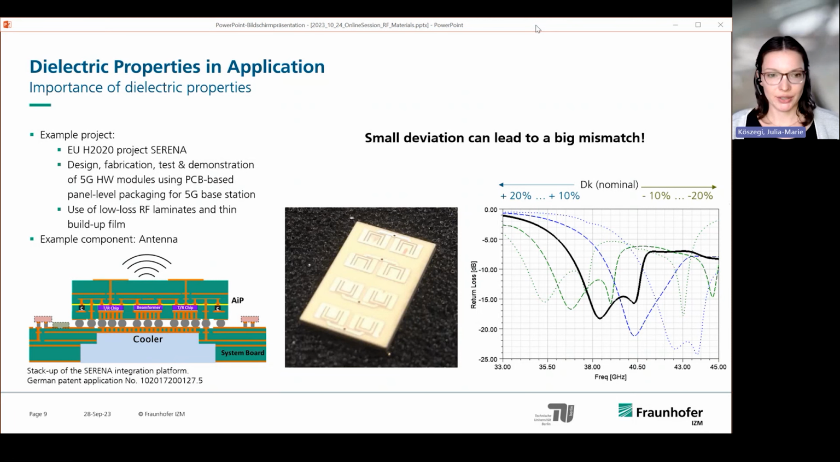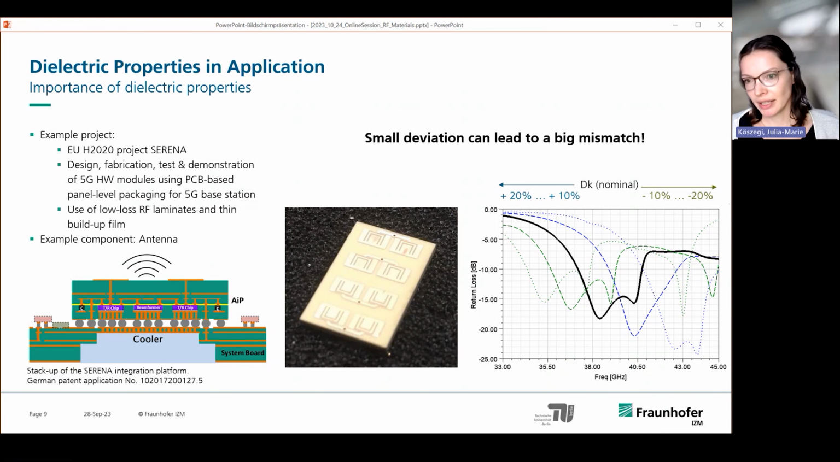On the left-hand side, you see our system integration platform with our patterns that was utilized. I'm not going into detail here. What we need to look at is the antenna. And in the center, you see how this antenna was built on a PCB material. And at this point, it becomes really clear why the dielectric properties are such important parameters.